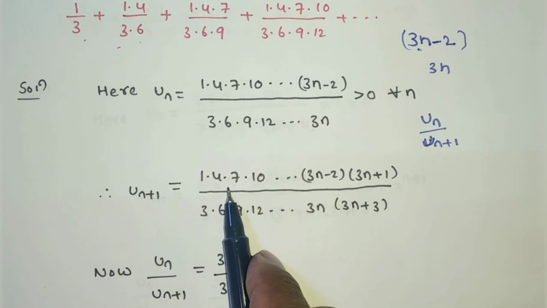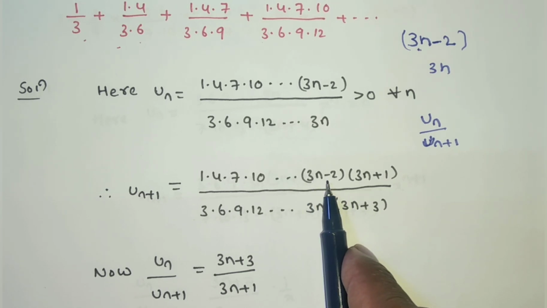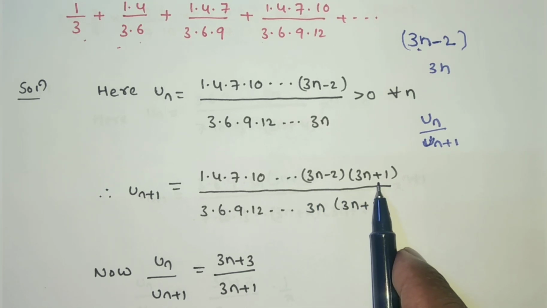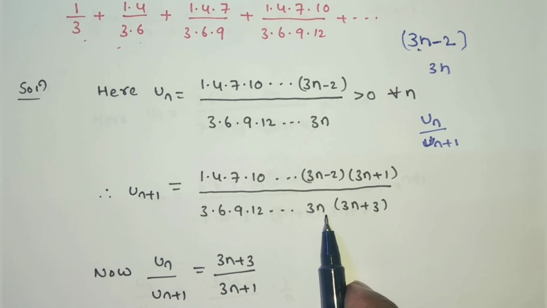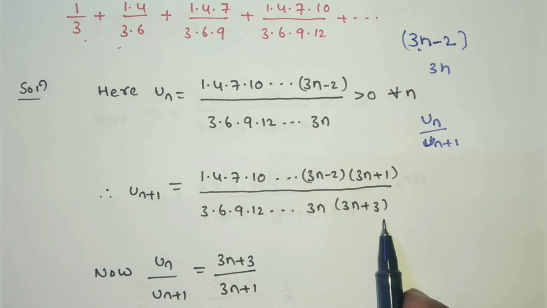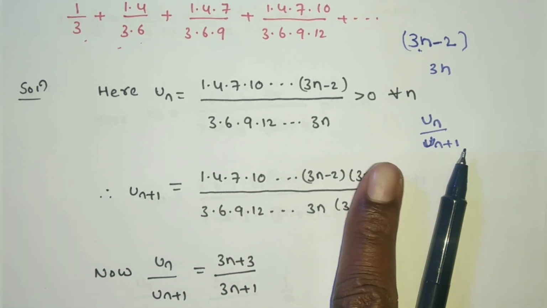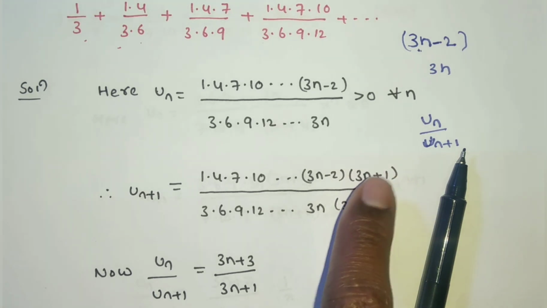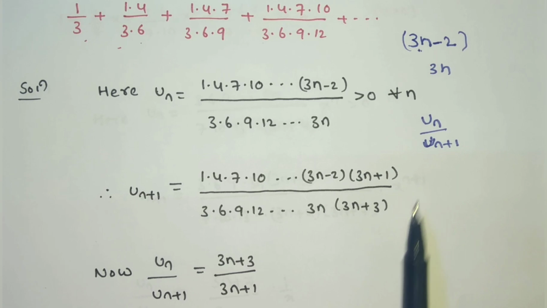What is the common difference here? 3. So in 3n minus 2, you add 3, then plus 3 minus 2 becomes plus 1. Next, in the denominator also, 3n plus 3. This is the un plus 1th term, containing the nth term. Write the common difference in the numerator and denominator, and that gives the un plus 1th term.